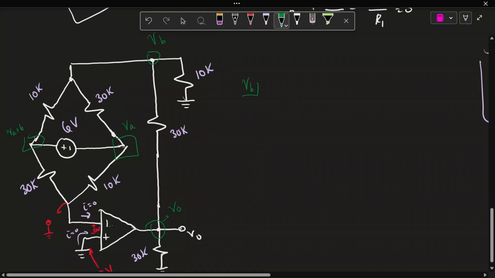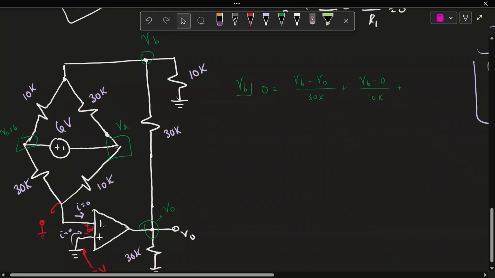Let's do VB. So 0 is equal to current going down. Let's do the current going down first. We have VB minus the voltage at the bottom, VO, over 30K, plus VB minus ground, we're going to the right now, divided by 10K, plus, okay, this is weird now. We have this weird thing, right? We have this branching.